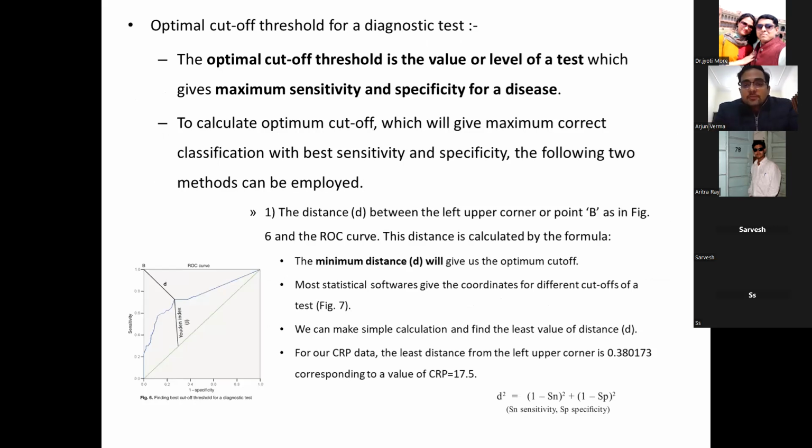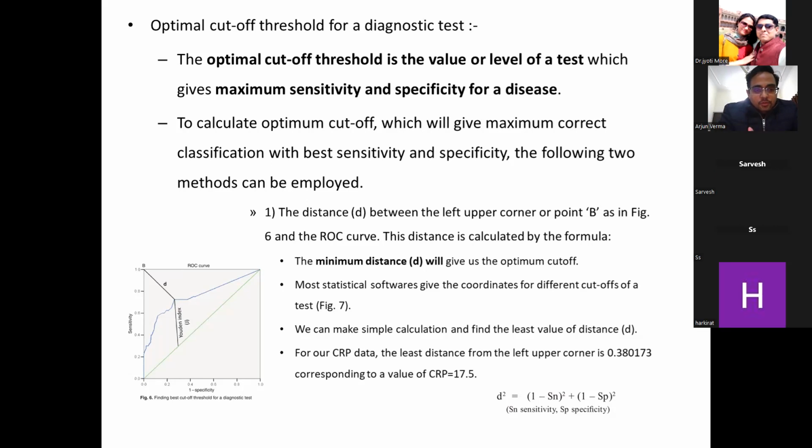Next, the other important thing is to find out the optimal cutoff. There are two ways to find out the optimal cutoff. On your screen, can you see this is the ROC curve? To find out which cutoff, suppose here CRP was 10, here CRP was 20, here CRP was 30, here CRP was 40.